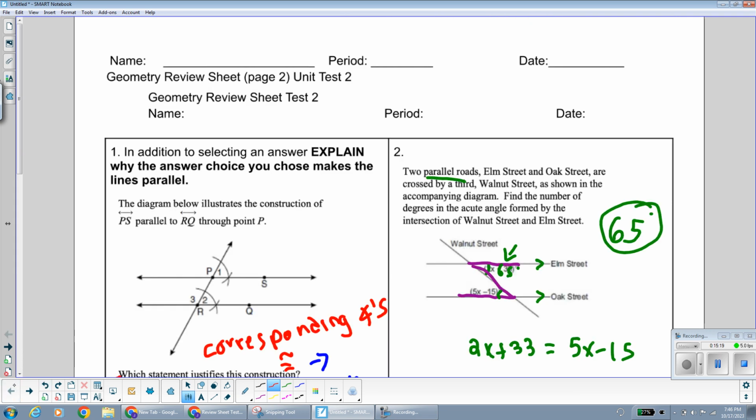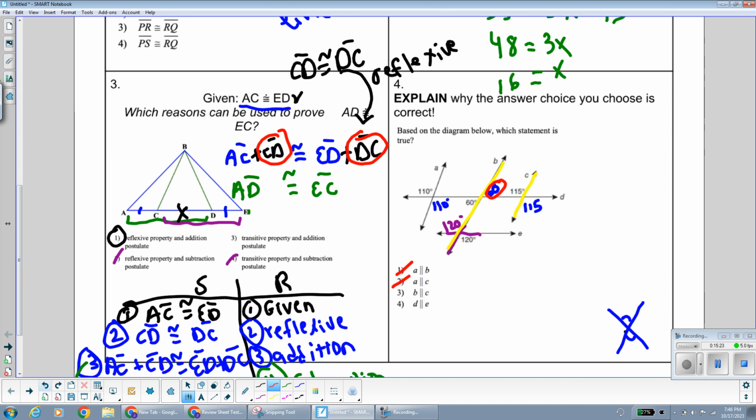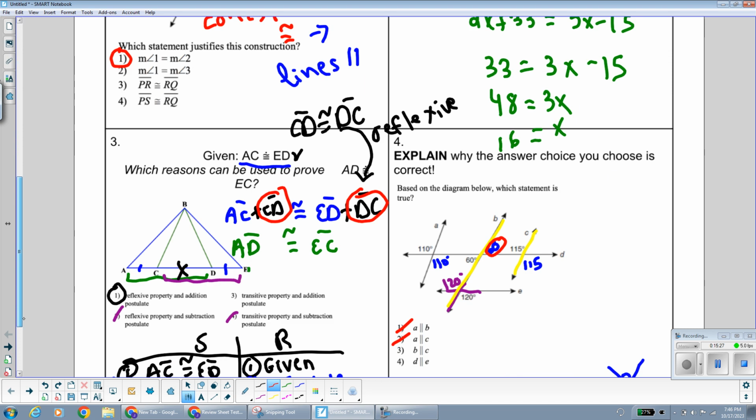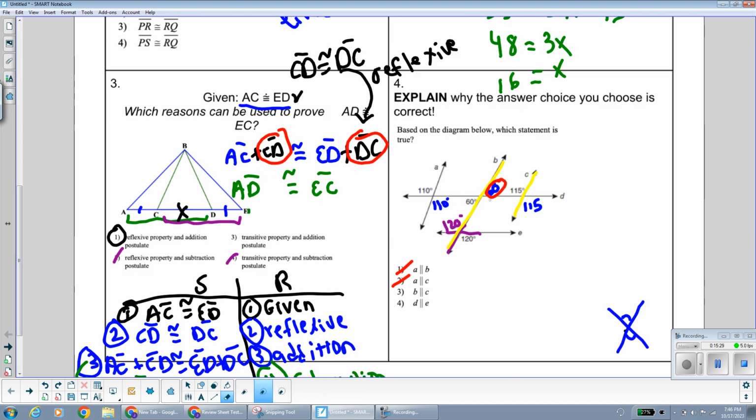Oops. Let me go back to where I was. Oh no. Why is everything jumping around here? That's okay. I'll just erase this and rewrite it. So that was 60. So that's not the correct answer choice. Same side interior angles are not supplementary.